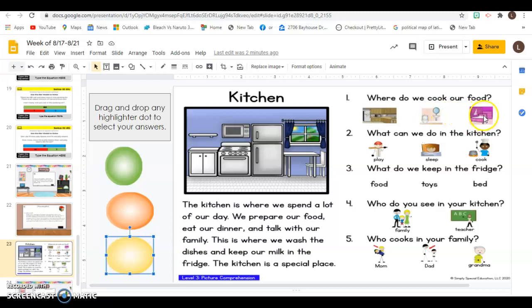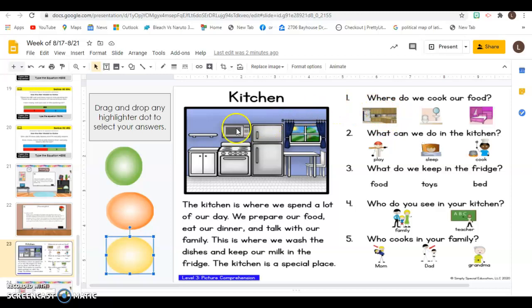Well, I know we don't cook in the bedroom. That's where we sleep and rest. So that's not the answer. And I definitely know it's not the bathroom. That's nasty. That's where we take care of business. So we don't take food in the bathroom. So I think the answer is the kitchen.